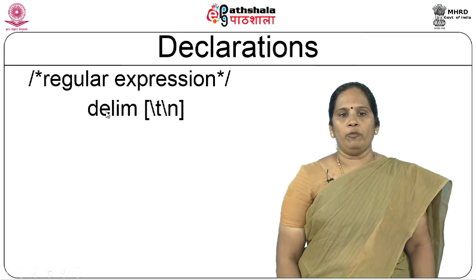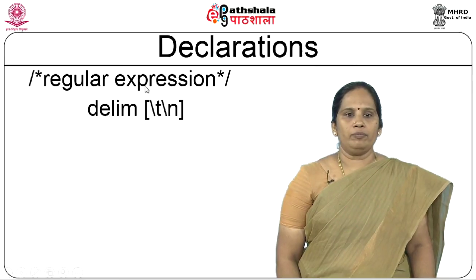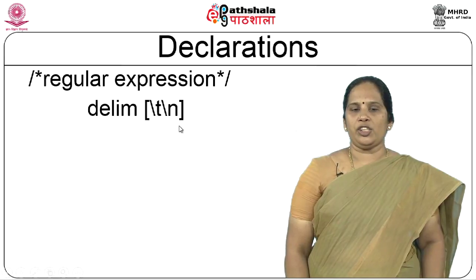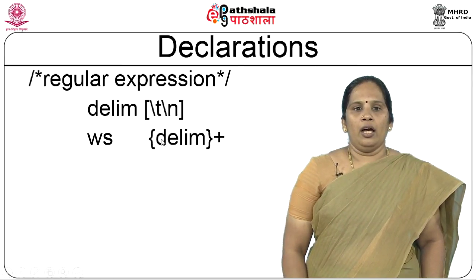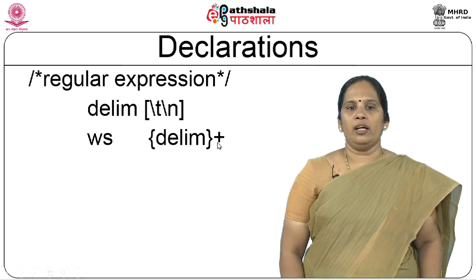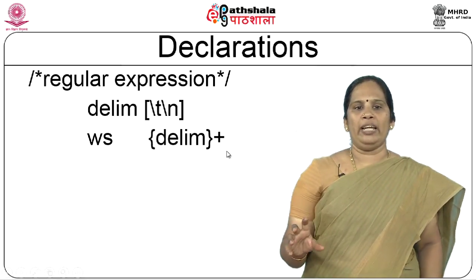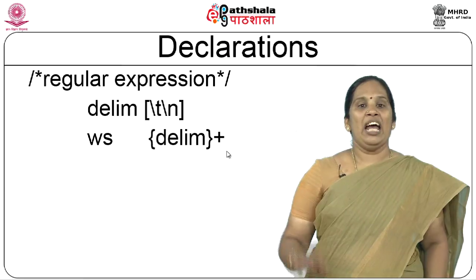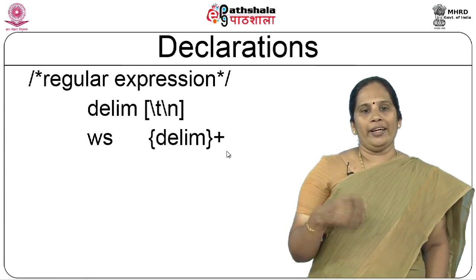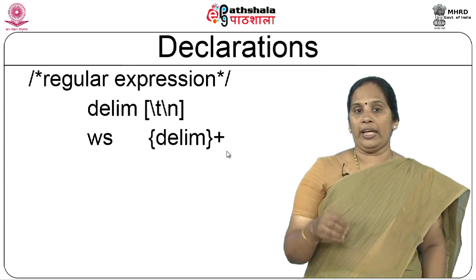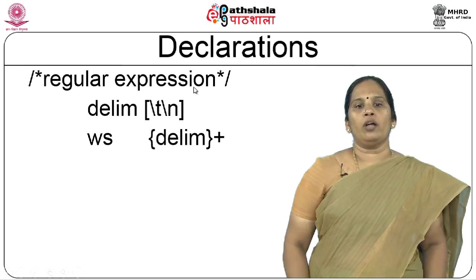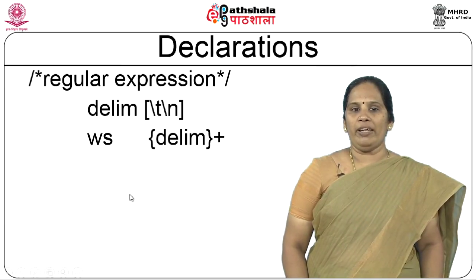Typically here I am going to use delimiter. A delimiter basically is given by \t or \n. WS, word space, basically means delimiter plus, meaning that one or more delimiters will constitute your word space. I can have a double tab to indicate space between words, or I can use a \n to indicate that I am going to get a new word after this. So, one or more combinations of this delimiter is what my word space is.